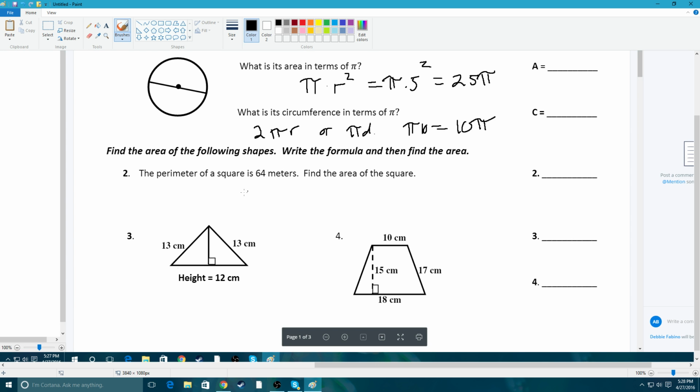Okay, perimeter of a square is 64 meters. So a square perimeter is 4 times s. So if we divide both sides by 4, we get a single s. So s is equal to 16. So to find the area of the square, area is equal to s squared, which is 16 squared, or 256.